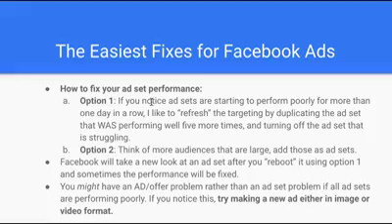And if you find that neither of these approaches is working, so duplicating and changing the targeting or duplicating and leaving it as is, you might have an ad/offer problem rather than an ad set targeting problem. If you notice this, one way to fix that, just try making a new ad either in an image or video format and running that, because maybe your image is just not very good, it's just not enticing, maybe people don't know what your product is, they're just not interested in it.